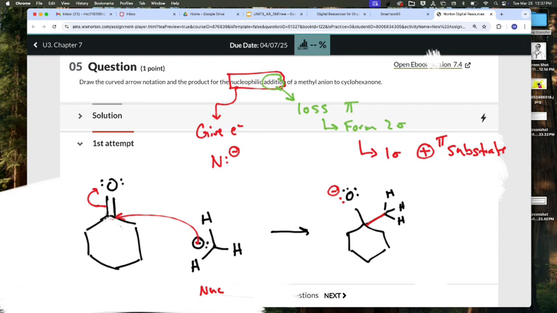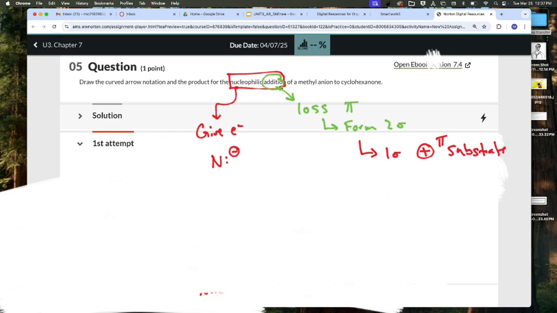Okay? For instance, let's do this same reaction, right? I want to do a nucleophile addition, but now I want to do a nucleophile addition. Let's just go all in. Why not?